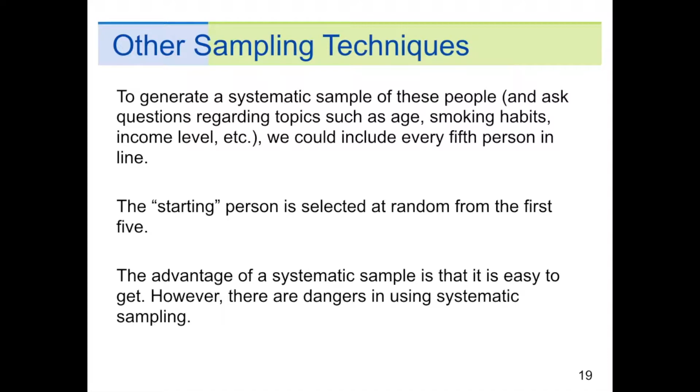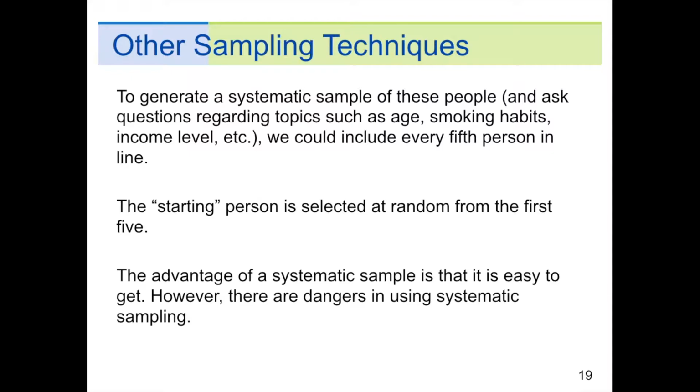To generate a systematic sample of these people and ask questions regarding topics such as age, smoking habits, income level, etc., we would include every fifth person in line. The starting person is selected at random from the first 5. The advantage of a systematic sample is that it is easy to get, however, there are dangers in using systematic sampling. So you randomly say you want to start with the third person, and then you talk to the 8th person, and then the 13th person, and then the 18th person, and the 23rd person, and so on until you get to the end of the line.